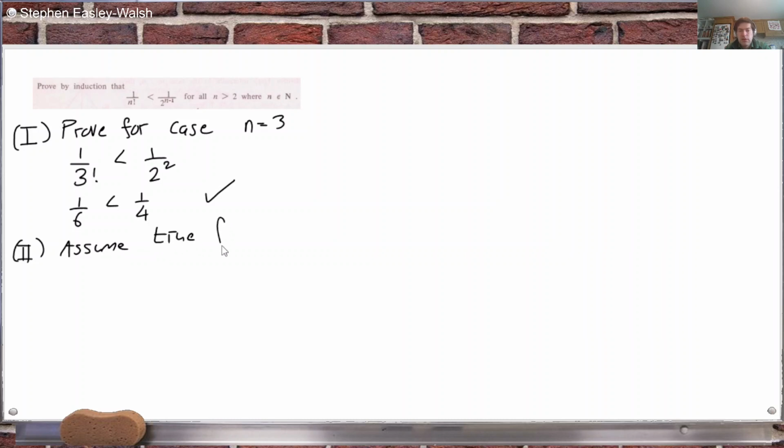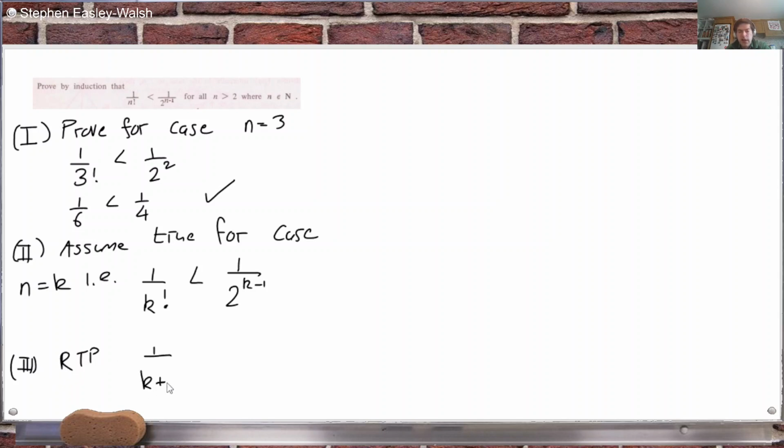Step 2, we assume true for case n equals k, i.e. 1 over k factorial is less than 1 over 2 power k minus 1. And then step 3, we're required to prove that 1 over k plus 1 factorial is less than 1 over 2 power k plus 1 minus 1. So we have to prove this.